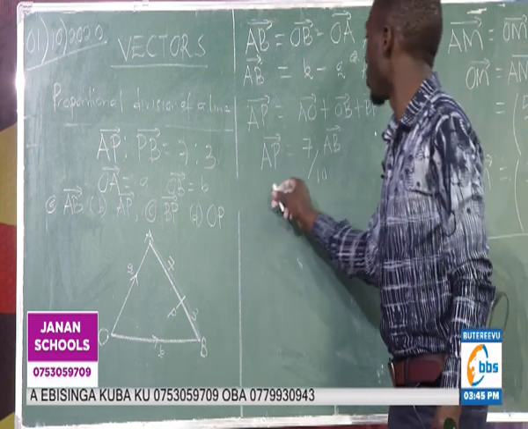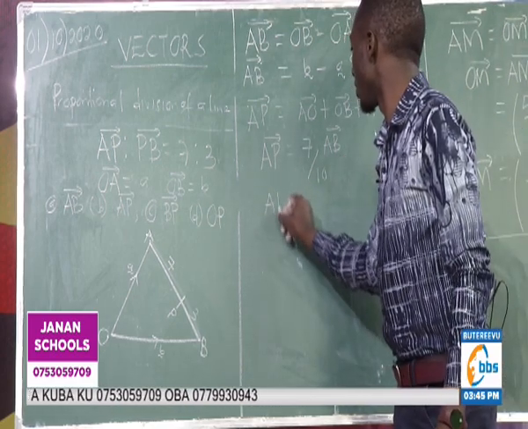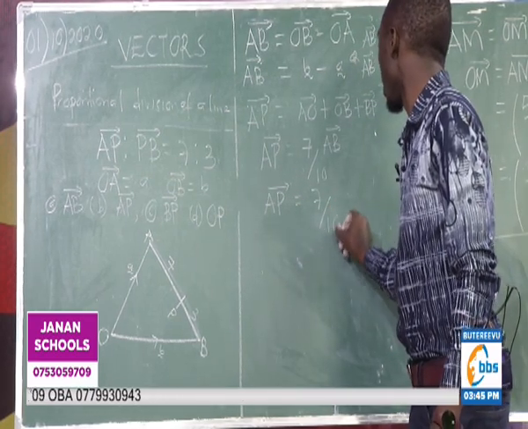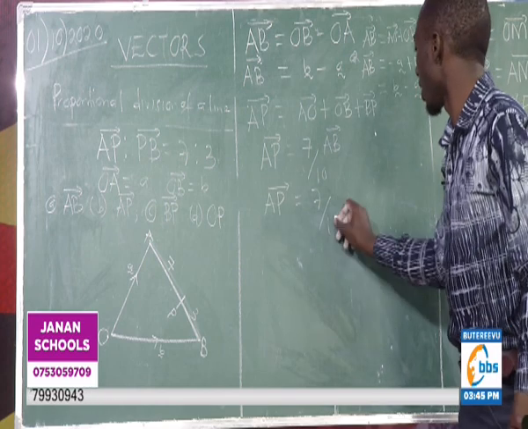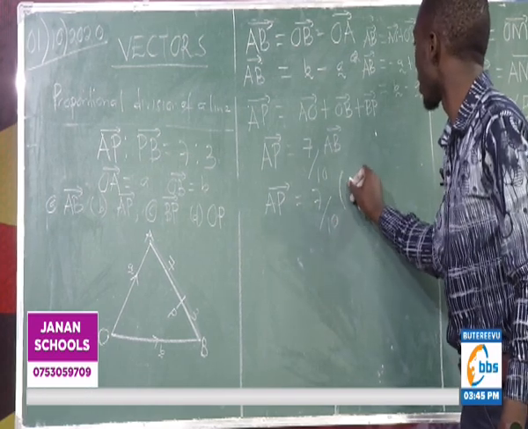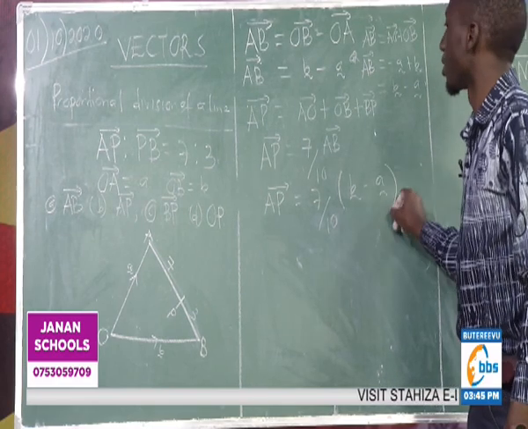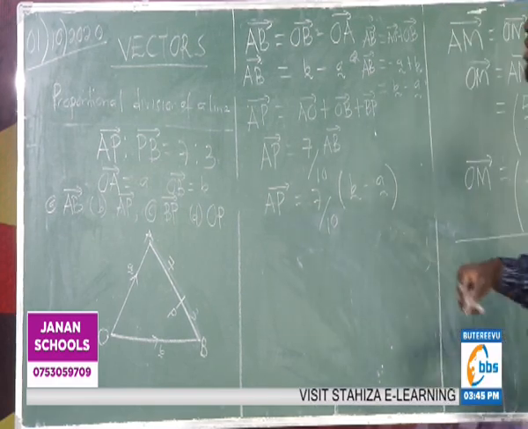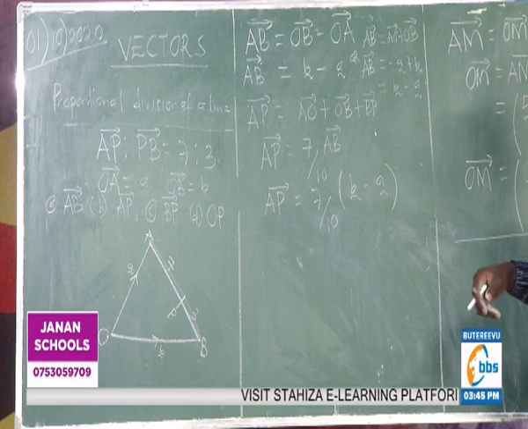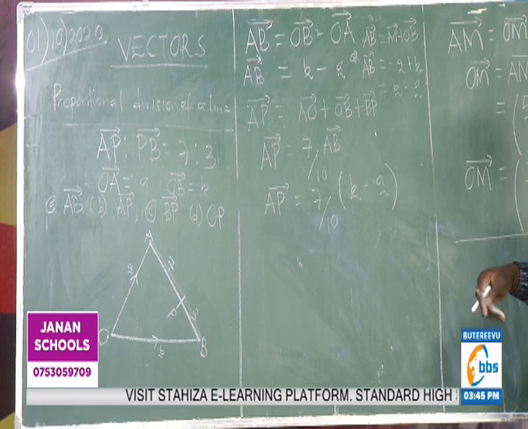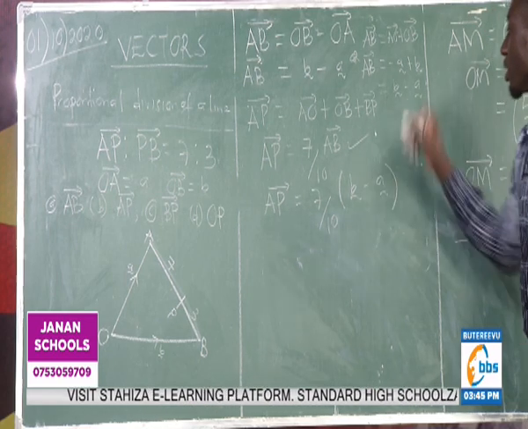So when I look at AP, I'm going to set my AP here. It's going to be 7 out of 10. Where I have my AB, I have my AB, so 2 brackets, B minus A. So that becomes the answer. That becomes my AP: 7 out of 10 into B minus A. I've used this one here.